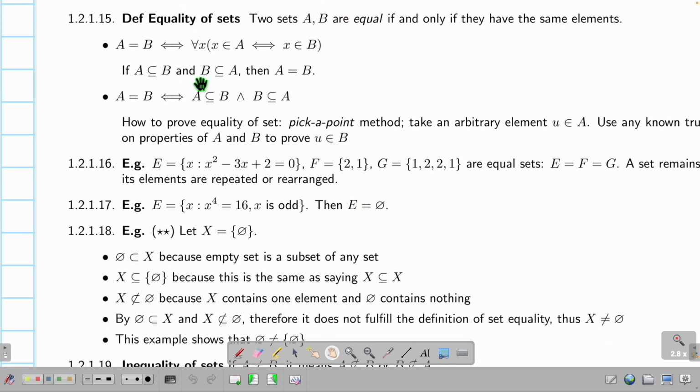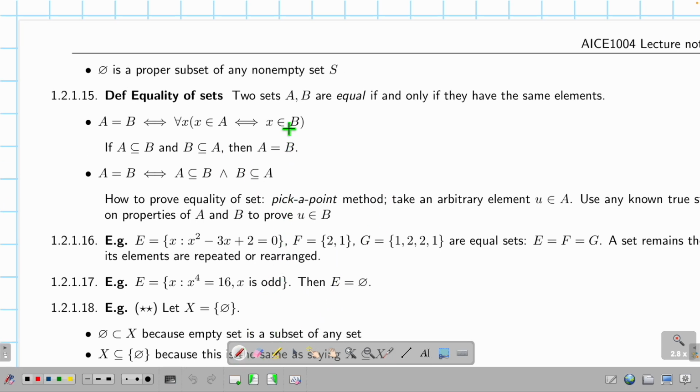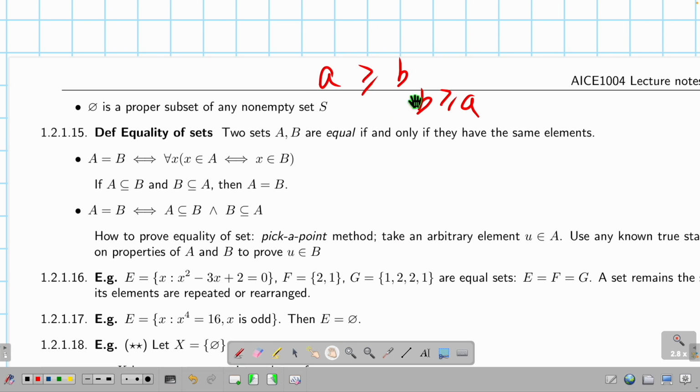And then how do you prove 2 sets are equal? You prove A belongs to B and also B belongs to A. It's the same as in the number sense. How do you prove 2 numbers are equal? You prove A is larger than or equal to B, and you prove B is also larger than or equal to A. And since these 2 hold at the same time, then they can only be equal. Right? This is the same idea.